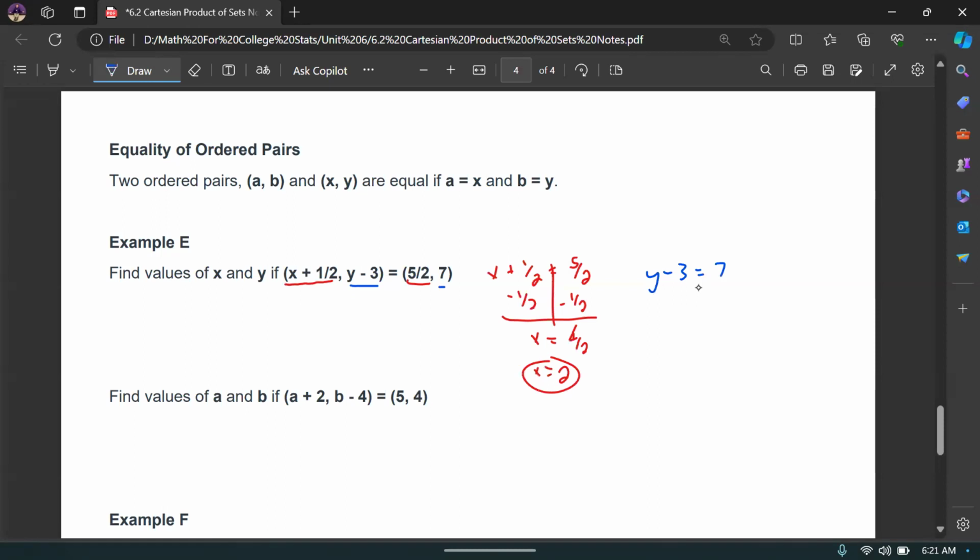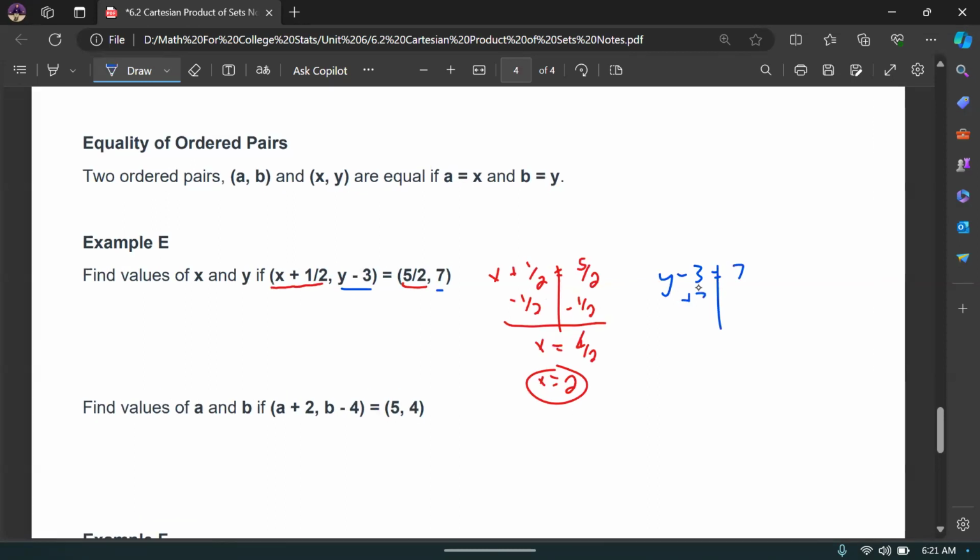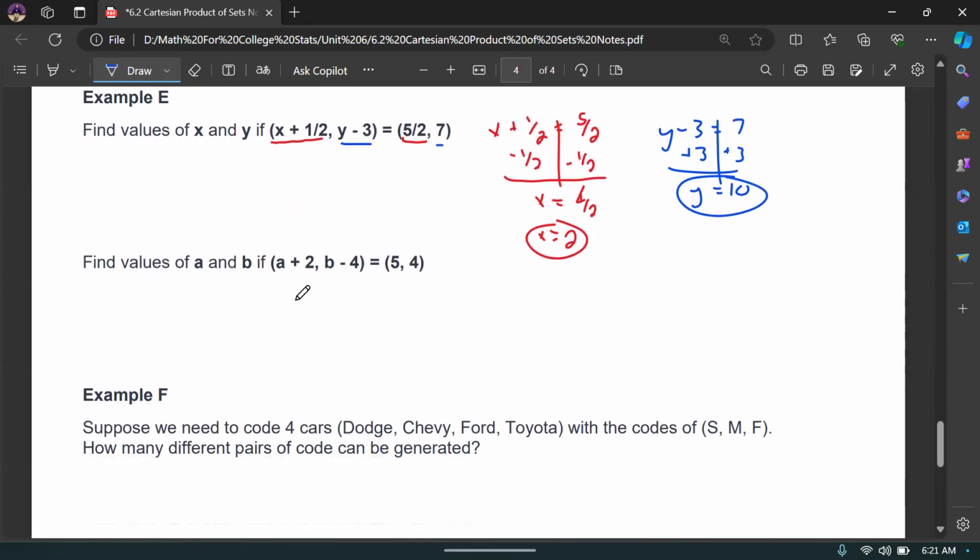And then the other one, you can simply add the 3. And so Y is equal to 10. So that's our answer, just 2 and 10. Basically, you're just trying to set up two very simple algebra problems and solve those. And we're going to do the same thing with our following example here.